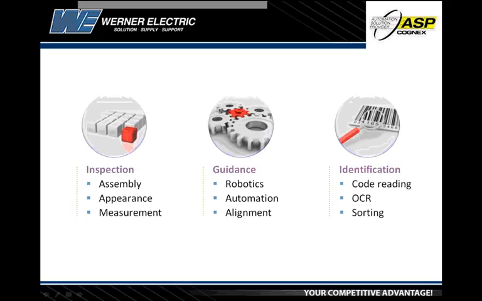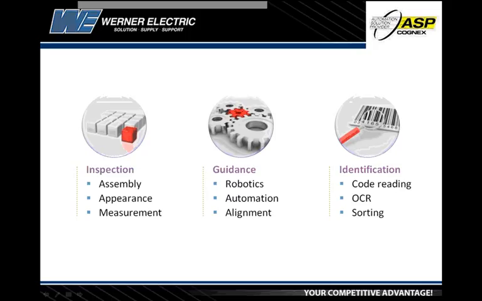So inspection, assembly, appearance, and measurement are all inspection tasks. On the assembly front, anytime that you're adding one component to another, and especially if that's being done by a human operator, it needs to be verified that it was done correctly. But even if the assembly is done automatically, there are times when it needs to be checked with vision afterwards.